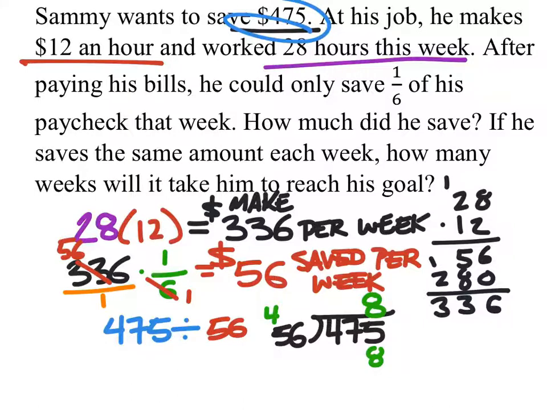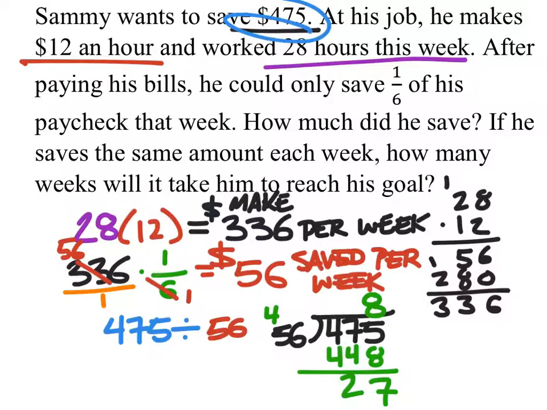8 times 5 is 400, plus the 4 is 44. So that gives us a remainder of, looks like it'd be 27 on that. Yeah, that should be right.